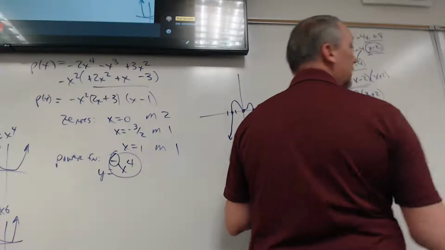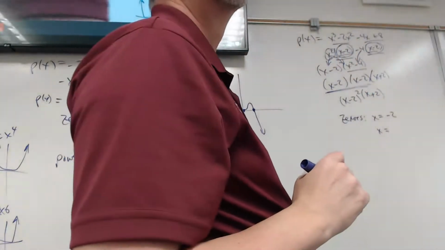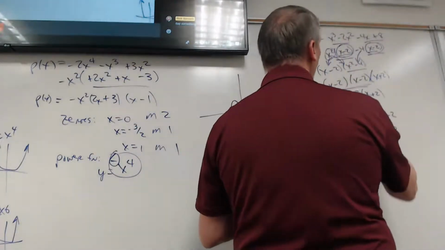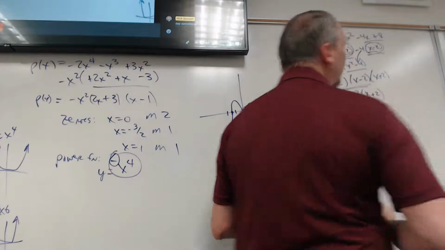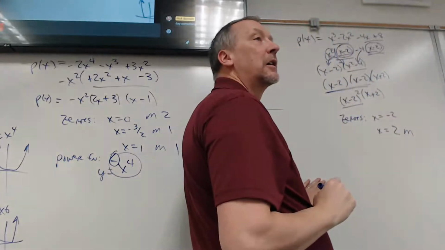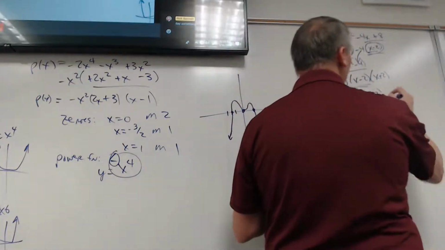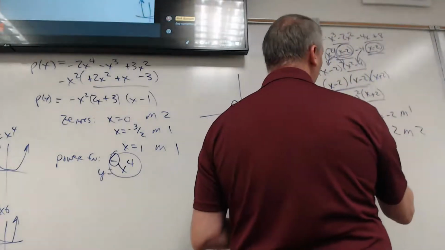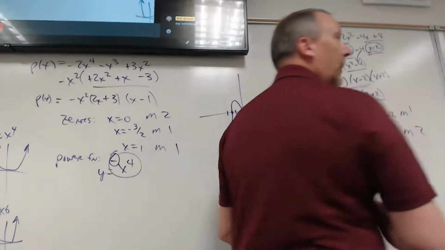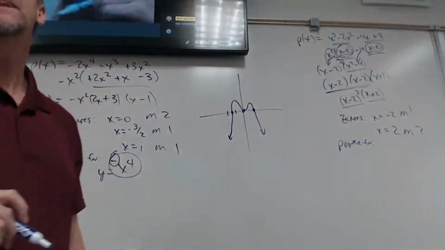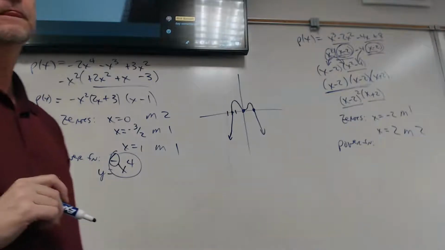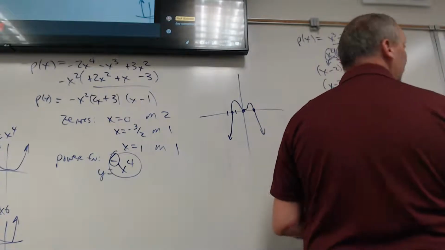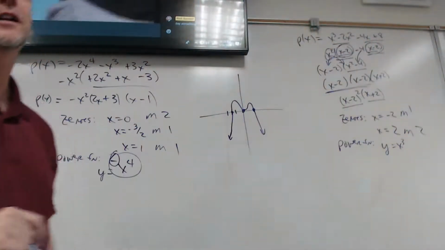x equals -2 or x equals +2, okay? So what is the multiplicity on the +2? 2, and on the -2, multiplicity is 1. What's your power function? y equals x cubed. You're never going to forget the y though, especially on the quiz or the test, right?